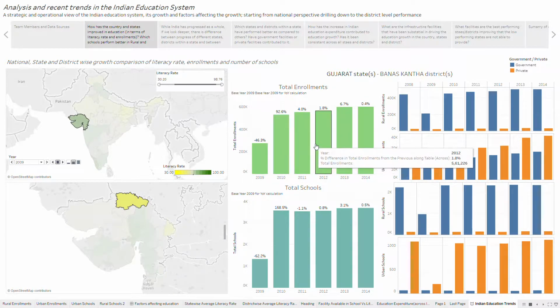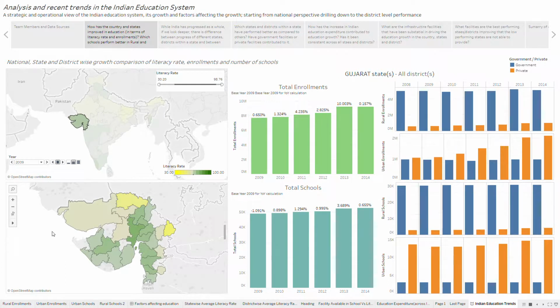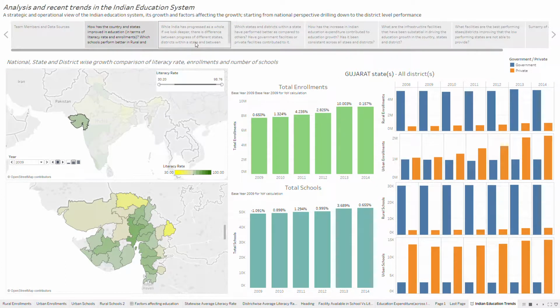So here we see the total schools have increased, total enrollments have increased along with the total schools. But it's interesting to note, while the enrollments and the schools in rural area are dominated by the government, and government is playing a major role in that, whereas in urban areas the private sector is leading. So we can use this dashboard to find exact states and districts where education status is good and which sector, either government or private, is helping education improve.